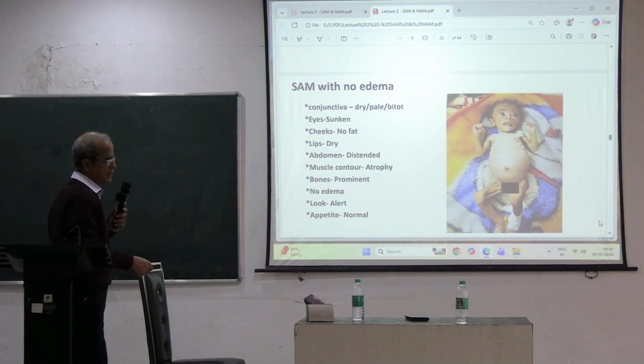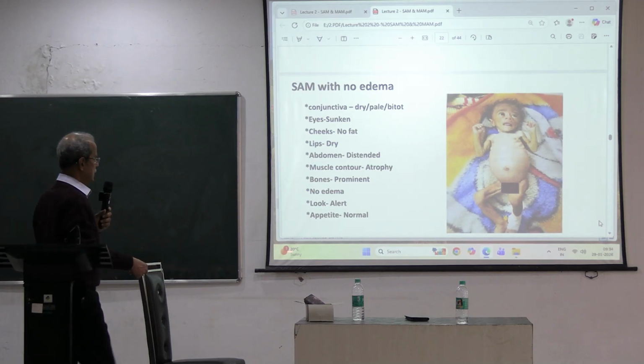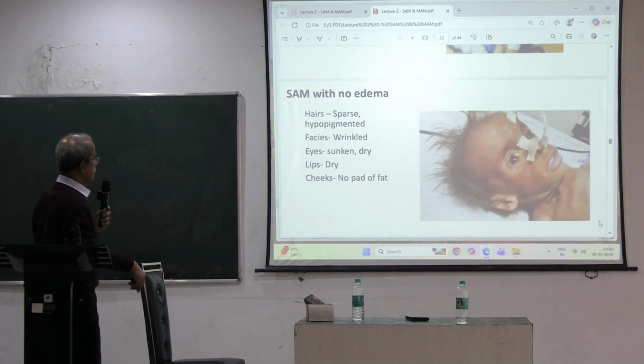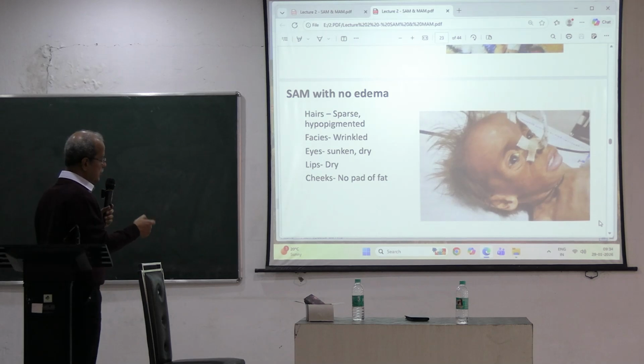Exactly the opposite happens in kwashiorkor. When there is edema, the baby becomes more lethargic. In marasmus, the appetite is normal. The child will look hungry, the child will look alert, and the child will take food. So this is a closer look.